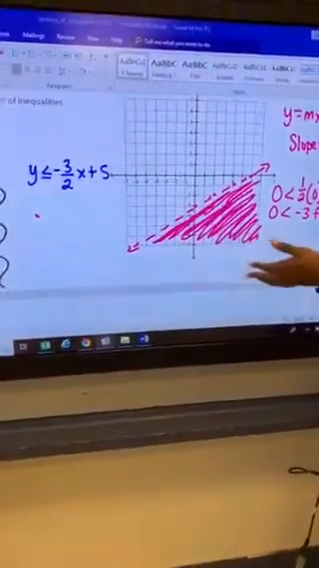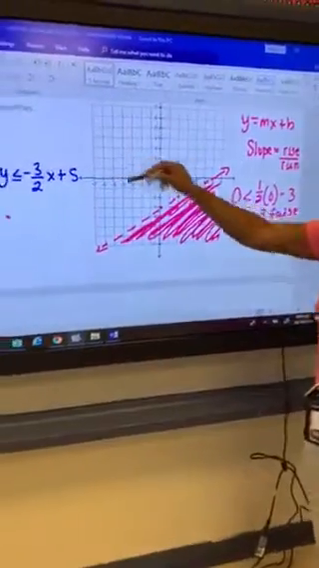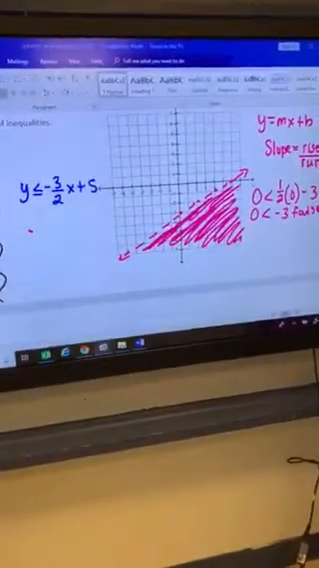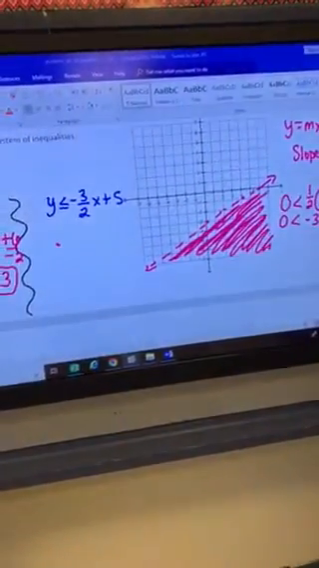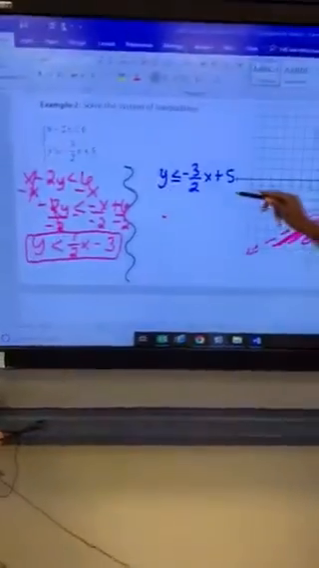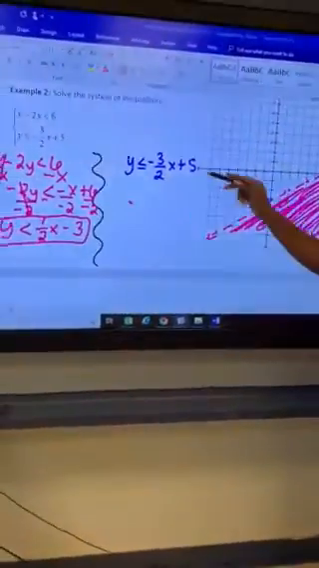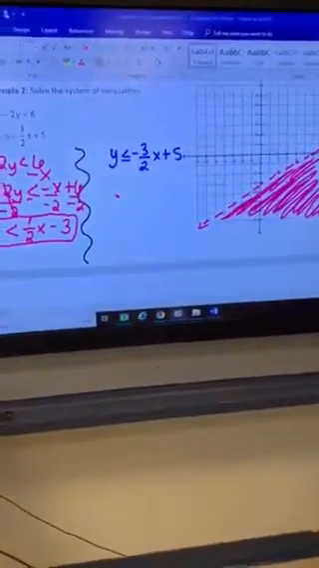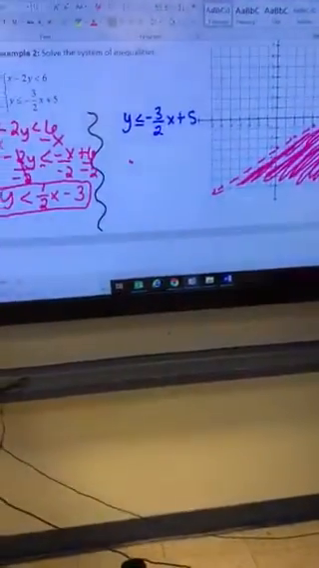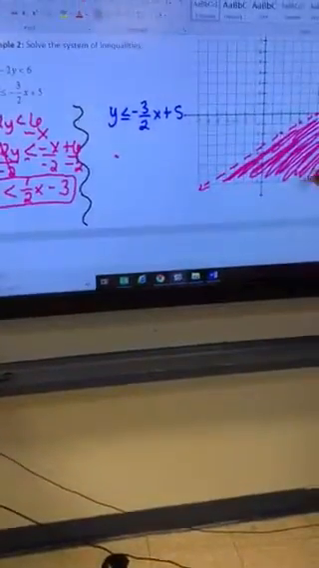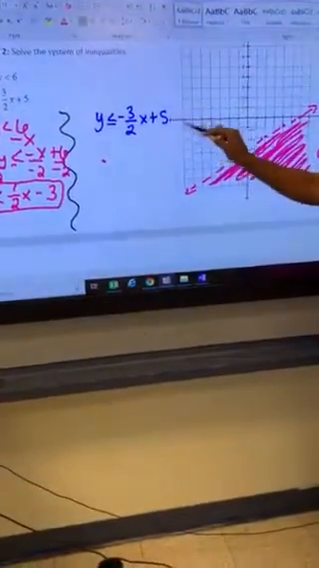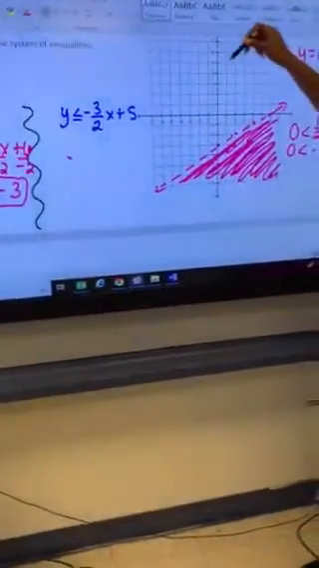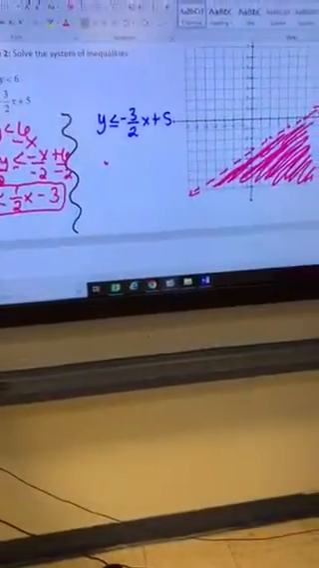So I need to do the same steps, but with my second inequality over here. So I'm going to switch colors. All right, so first thing, remember I need to make sure it's in slope-intercept form. I'm going to look here and then look back. Yes, my y is already isolated. I have my slope and I have my y-intercept. So I'm good to go. I'm going to start with the y-intercept, so it's +5. So I'm going to start here at +5.